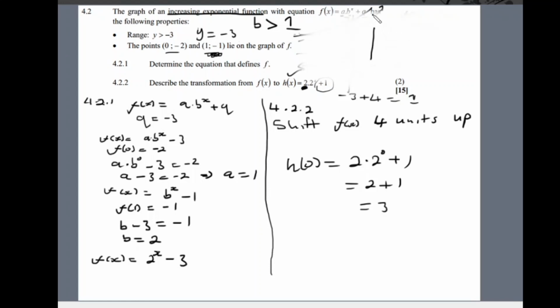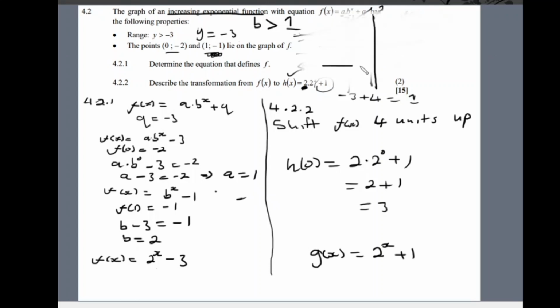Let's draw again. Now I want to draw a sketch of the graph f of x is equals to 2 to the power x plus 1, right? Let me choose another letter here. Let's say this is g of x equals to 2 to the power x plus 1, right? This is a shift of this function by 4 units up, right? Meaning here our asymptote will go from -3 to 1.